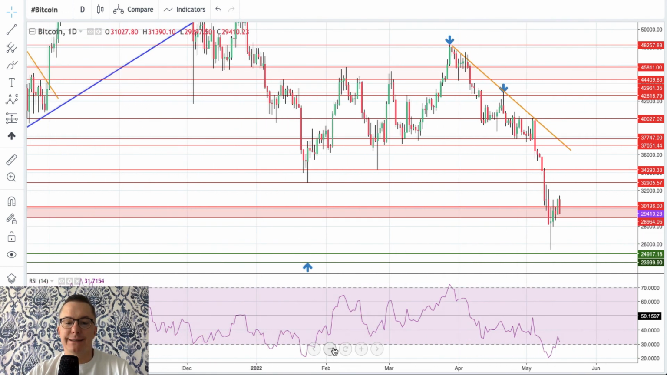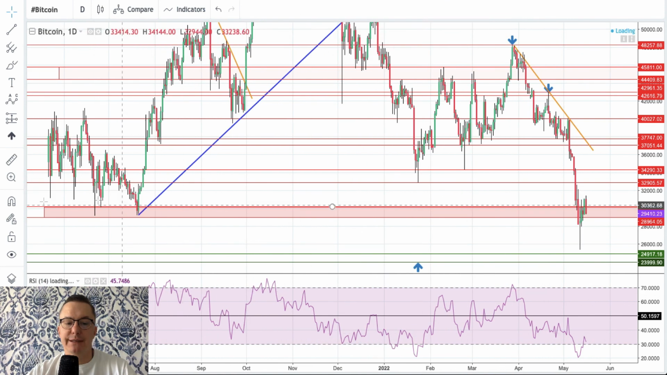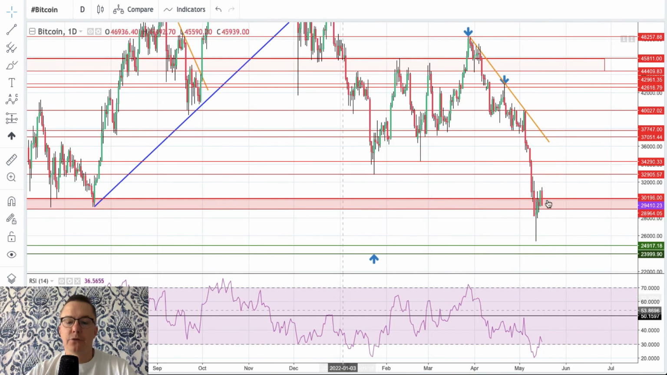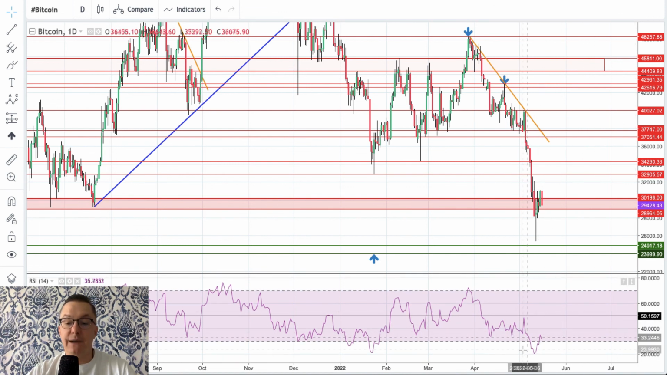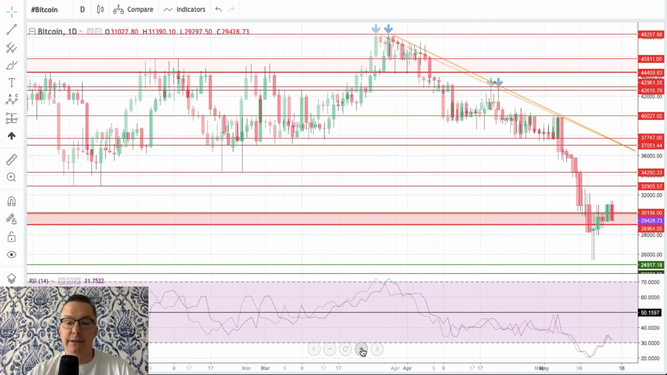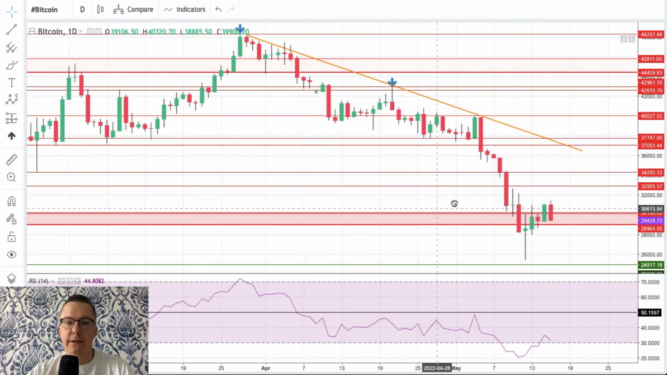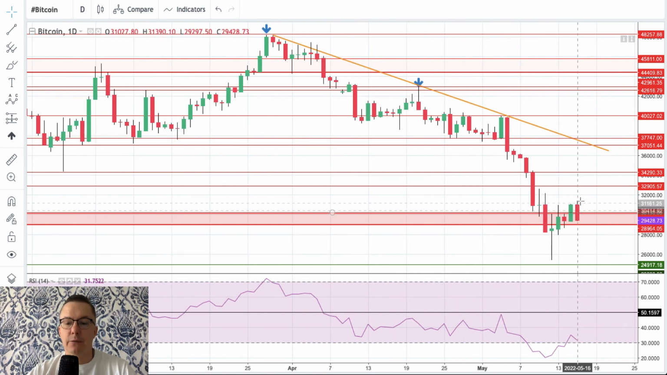Please notice the fact that this zone is very important because it's been tested many times before. Last year in June we broke below this level, and it looks like today we are resuming the rally to the downside, despite the fact that we are still trading in extremely oversold market conditions. So how does it look right now?